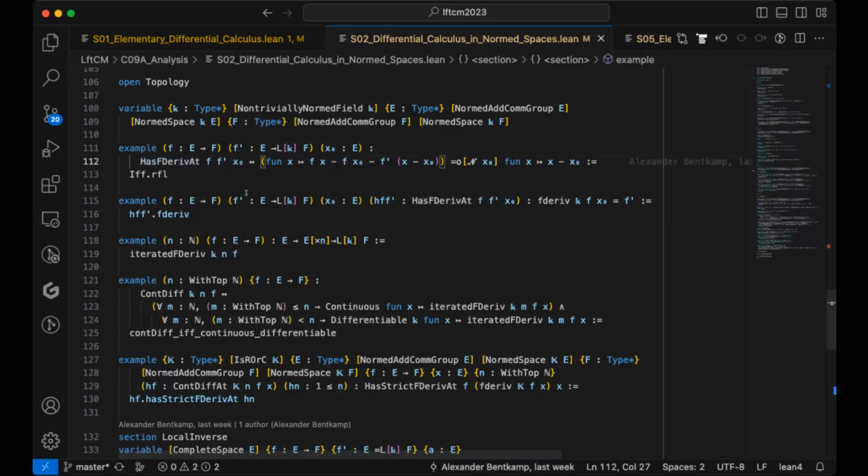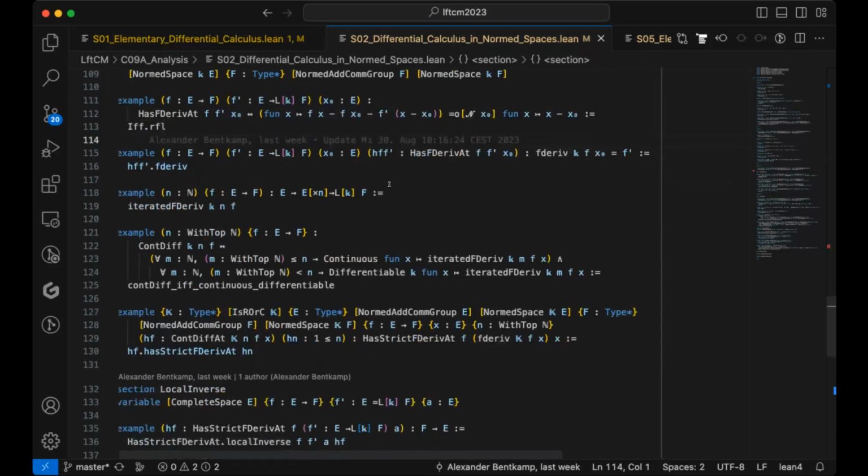And, is it what you expect it to be? Indeed it is, because this statement here, HasFDerivAt, is equivalent to the statement that f of x minus f of x0 minus the candidate value of the derivative times x minus x0 is little o of x minus x0. So on paper, I would probably divide the whole thing by x minus x0, and I'd get f of x minus f of x0 over x minus x0 minus f dash is little o of 0.